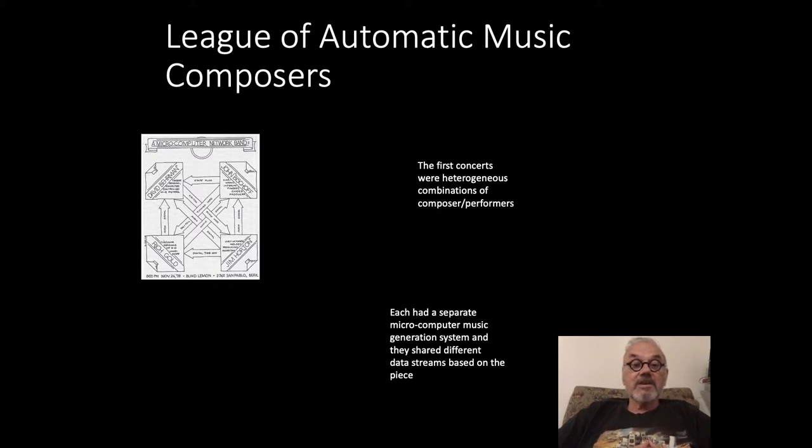That was just a heterogeneous combination of what each composer was up to, and then they would make a kind of interconnection between their computers, and what they could do would influence what the other person was doing. And each had a separate microcomputer music generation system, and they shared different data streams with each other. So this is the very first instance of using microcomputers to make music in that way.